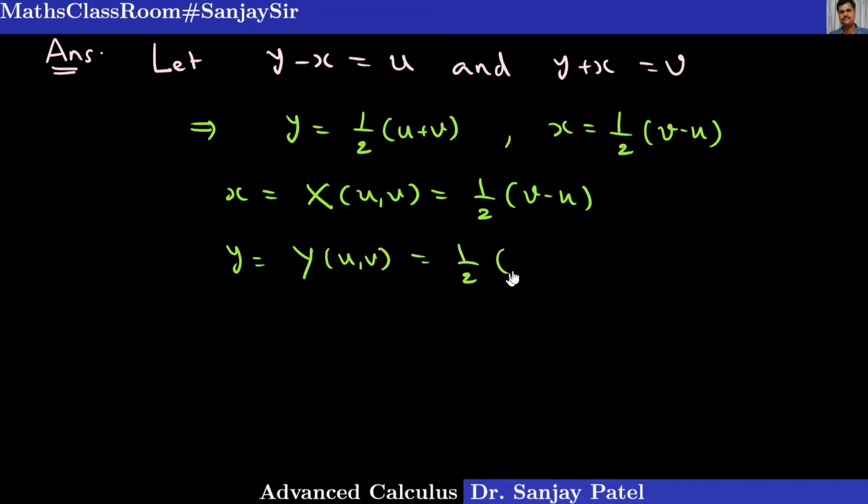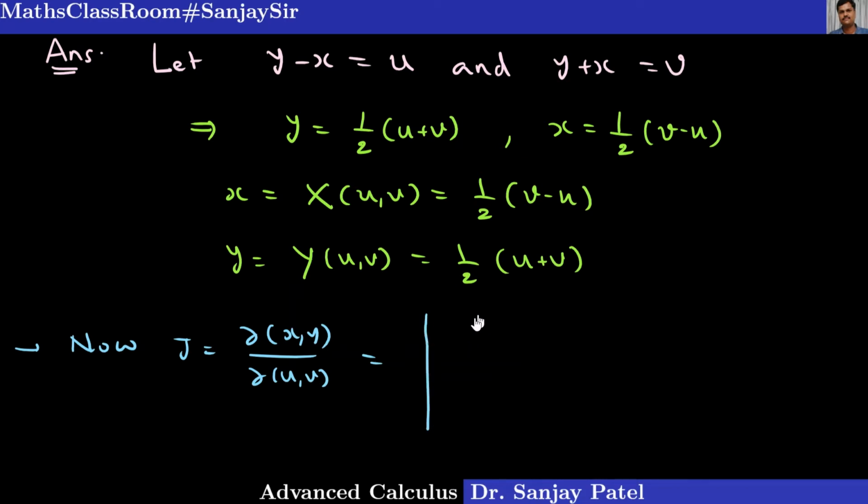It is equal to 1 by 2 times u plus v. The next step is we'll compute the Jacobian for this x and y. So now the Jacobian j of x and y with respect to u and v is given by, the next step is always find the Jacobian: delta x by delta u, delta x by delta v, delta y by delta u, and delta y by delta v. So this way you find the Jacobian.